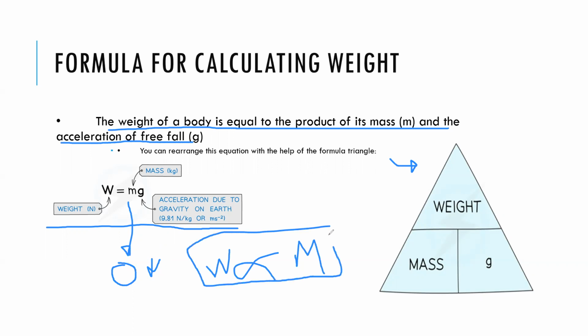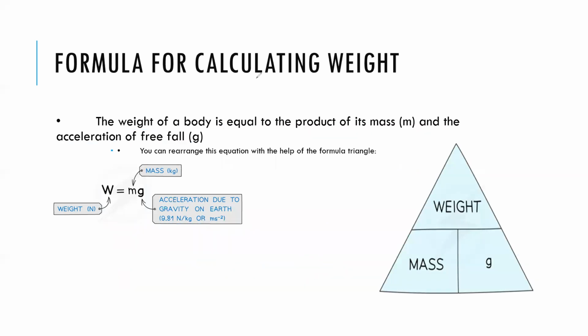The acceleration due to gravity on Earth is kept constant. It is g, just acceleration due to gravity, and on Earth it's constant everywhere, which is 9.81 newtons per kg or meters per second squared. So if it's constant, the higher the mass, the higher the weight. The lower the mass, the less the weight. So there's a direct correlation, a direct proportion. They are directly proportional, that is weight and mass.